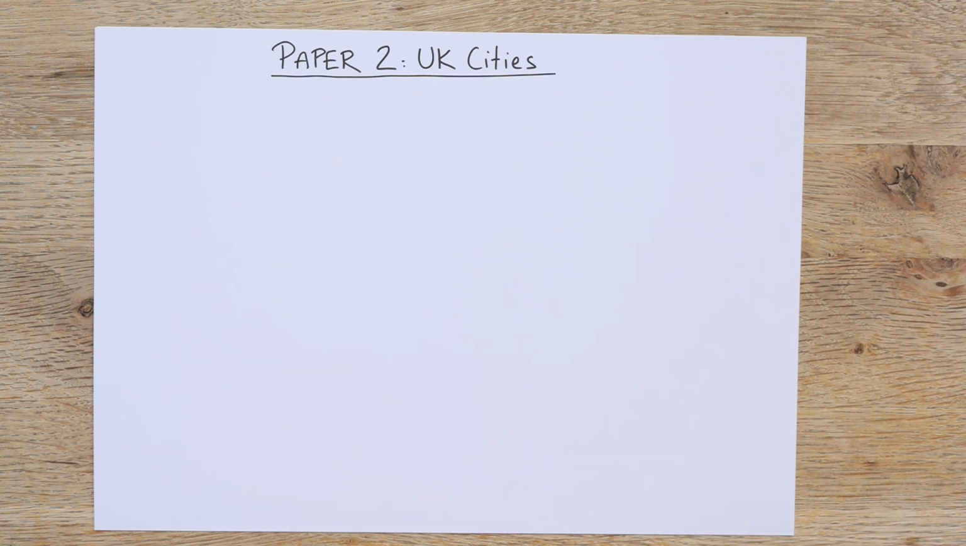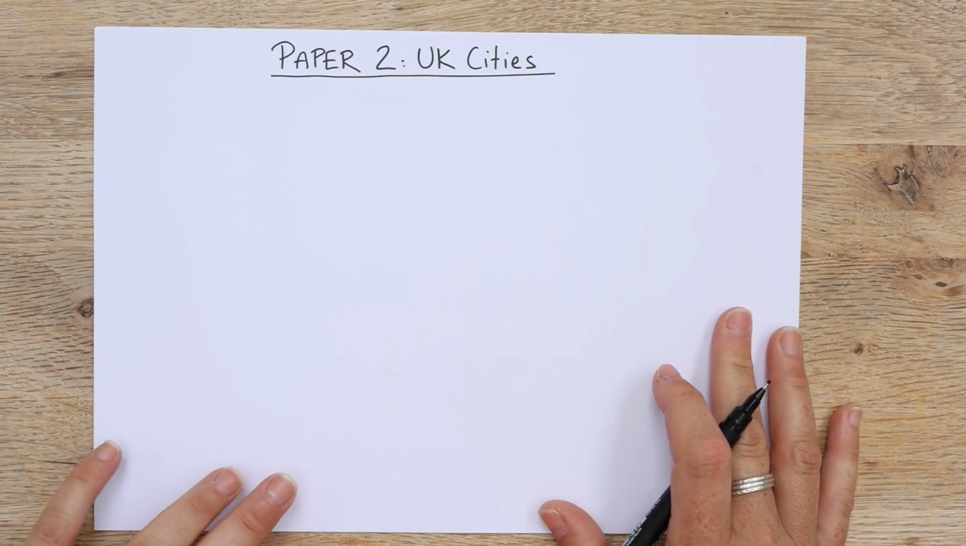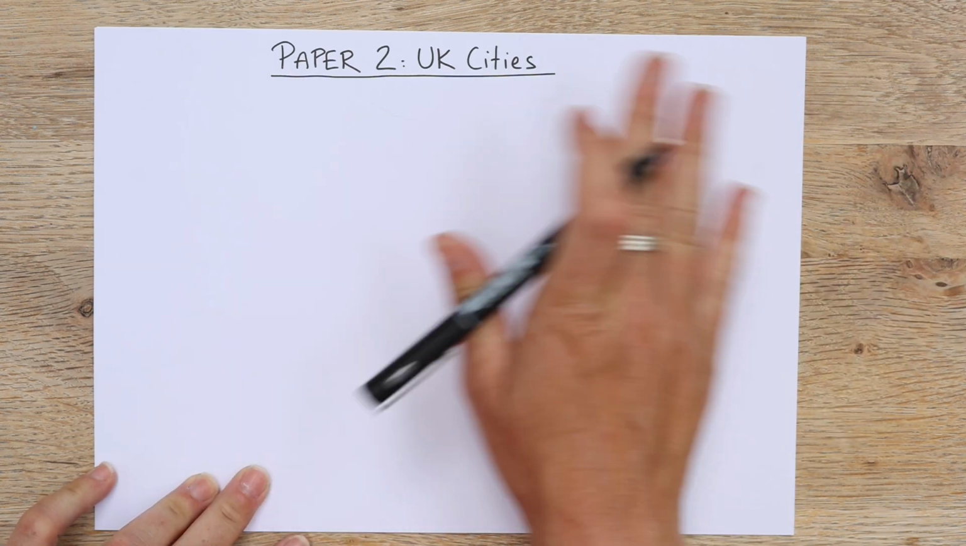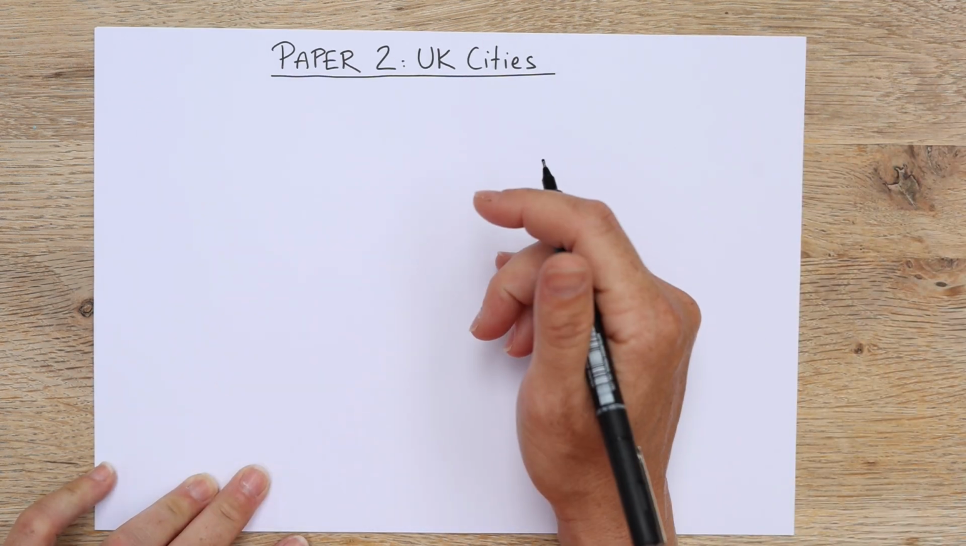So what I'm going to do is give you the kind of basics of a UK city and cities in general, and then I'll give you a little bit about the regeneration question, which could come up as a 9 marker. We'll do London and we'll do Manchester. Okay, so that will hopefully help some of you that are using those as case studies. So, paper 2, UK cities.